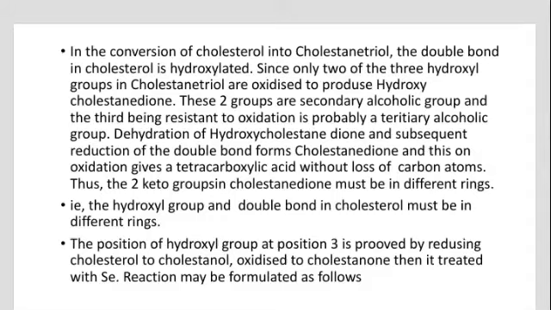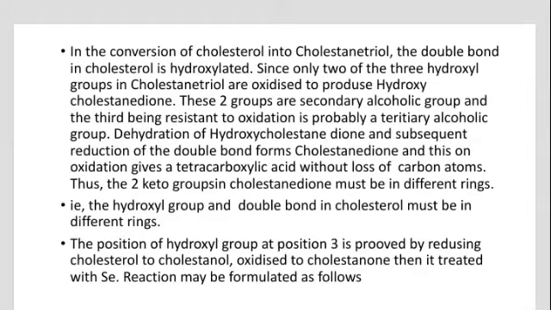In the conversion of cholesterol into cholestane triol, the double bond in cholesterol is hydroxylated. Only 2 of the 3 hydroxyl groups in the triol are oxidized to produce the hydroxy diketone. These 2 groups are secondary alcoholic groups, and the third, being resistant to oxidation, is probably a tertiary alcoholic group. Dehydration of the hydroxy diketone and the subsequent reduction of the double bond forms a diketone, and this on oxidation gives a tetracarboxylic acid without the loss of carbon atoms.